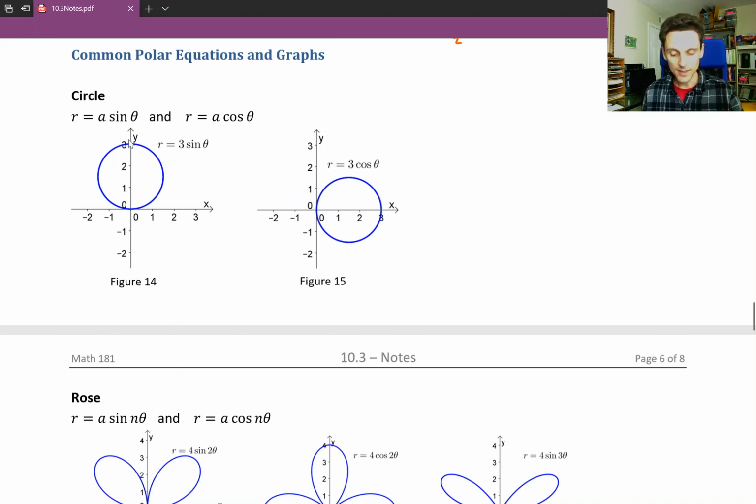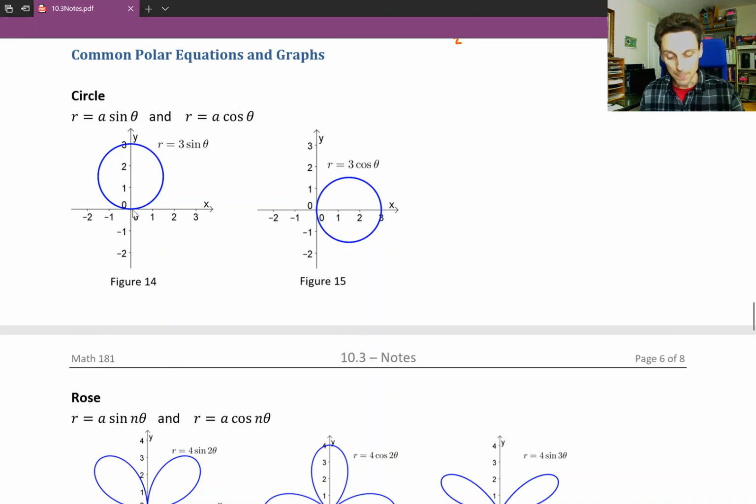That kind of makes sense because we said that sine theta has this symmetry about the y-axis. That's why the circle is kind of along the y-axis. And then cosine theta has a symmetry about the x-axis. So that's why the circle is along the x-axis. So I'll just note a couple of things here.